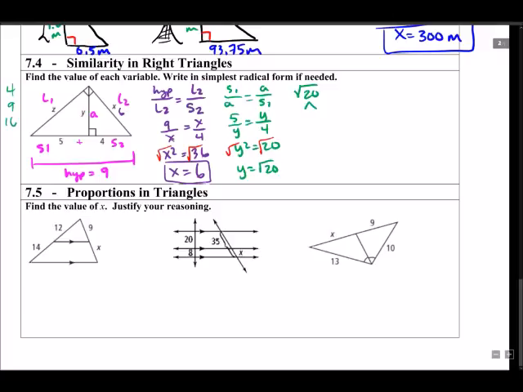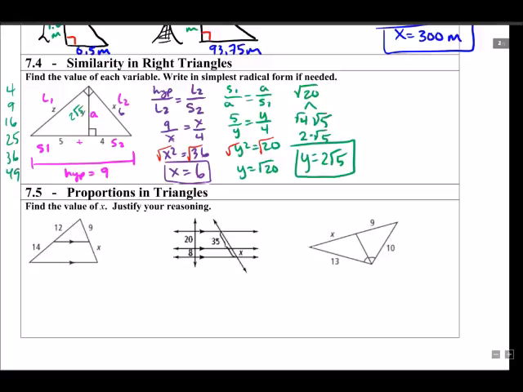4, 9, 16, 25, 36, 49, etc. 4 goes into 20. So the square root of 4 times the square root of 5. 5 has no perfect squares in it, so y equals the square root of 4, which is 2, times the square root of 5, because 5 is not perfect. So y equals 2 square root 5. Just a number, don't be afraid of those square roots.